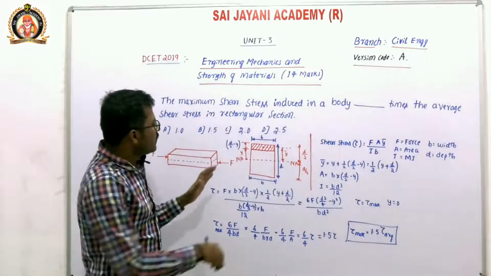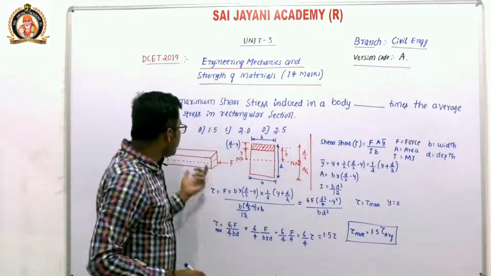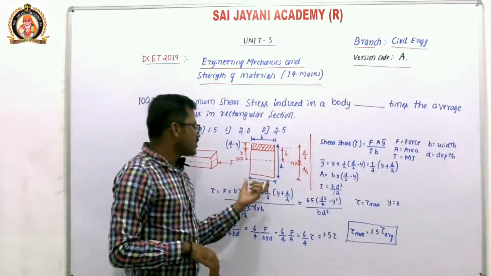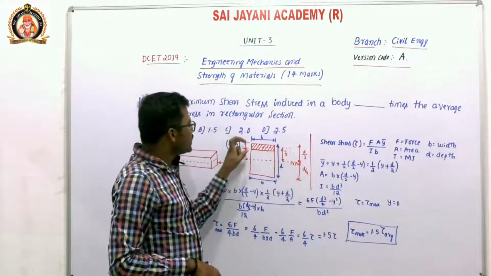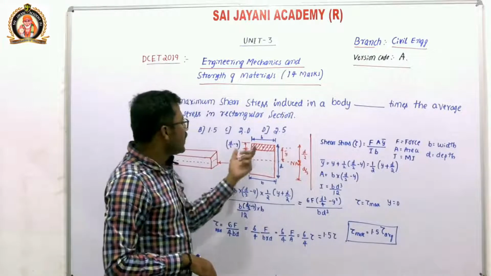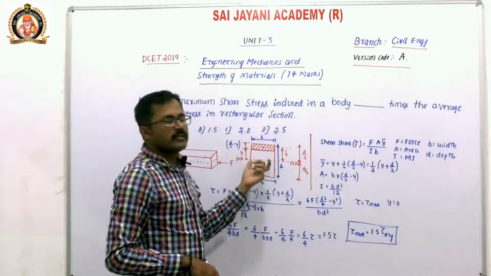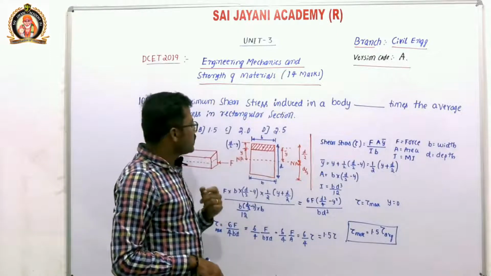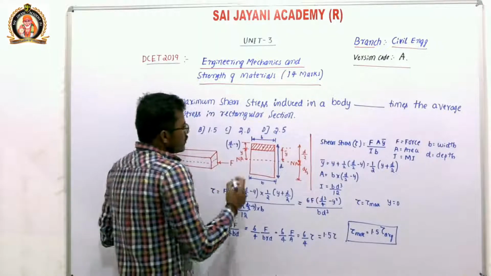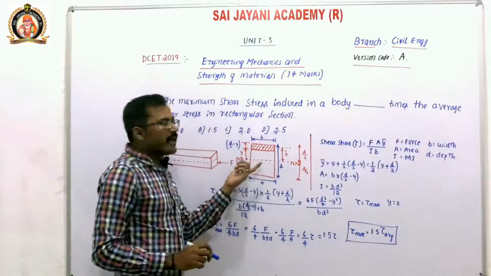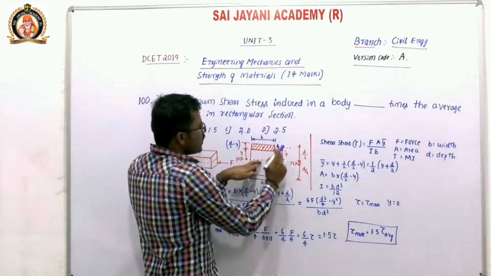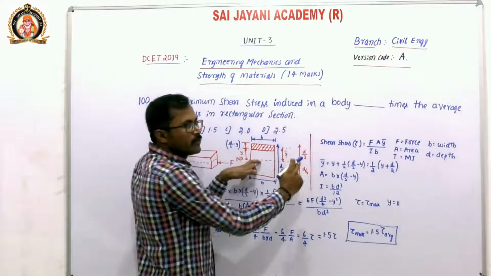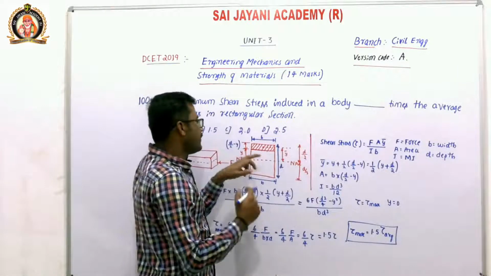So consider the side view of the rectangular component, a section of width B and depth D. Here I consider a small element on the side cross section of that rectangular component. So the neutral axis always lies at its center. So the distance between the neutral axis and the outermost fiber is d by 2. It's half of the depth.